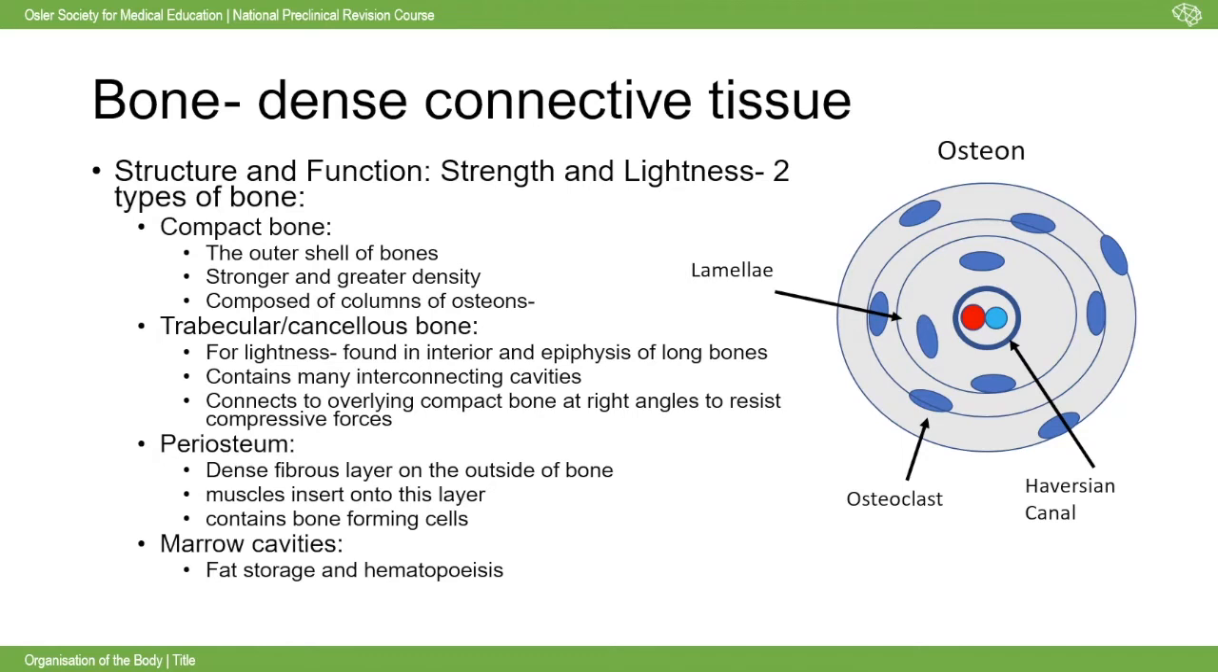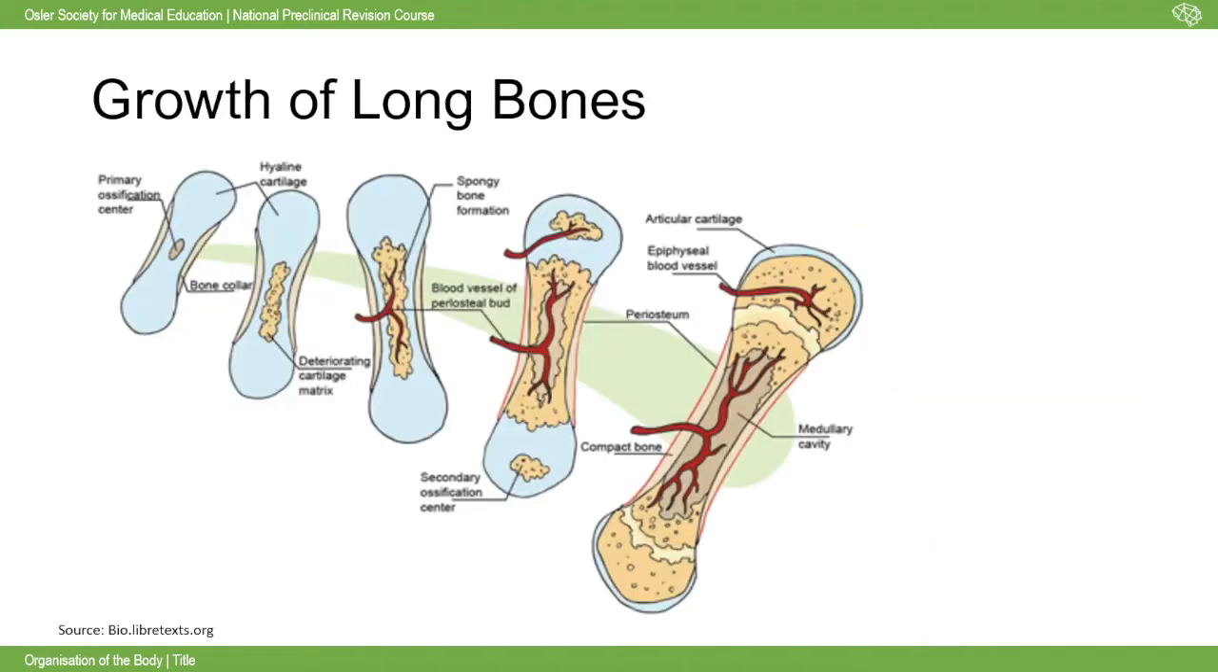compact bone at right angles, so that you're able to have a lot of resistance to force within these trabecular cancellous bones. You also have the periosteum, which is a dense fibrous layer on the outside of bone, and muscles insert onto this layer. And it contains our bone forming cells, which are our osteoblasts. Finally, within the very center of your diaphyses, you have your marrow cavities, which are there for hematopoiesis and fat storage.